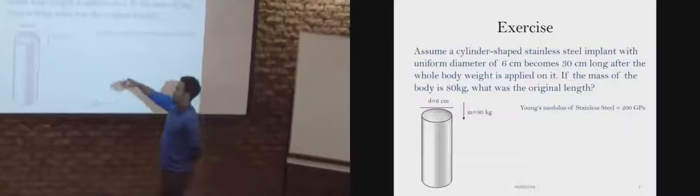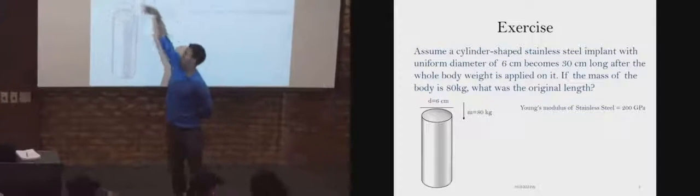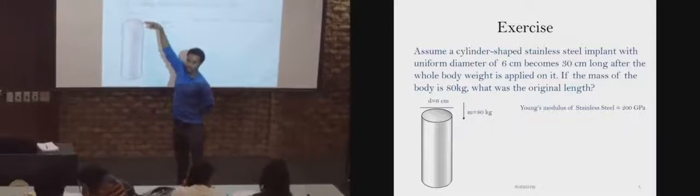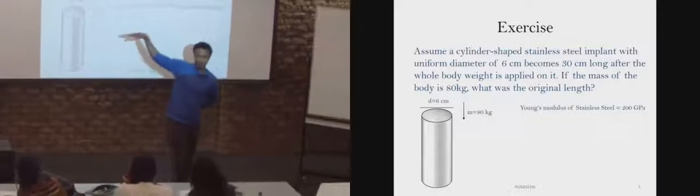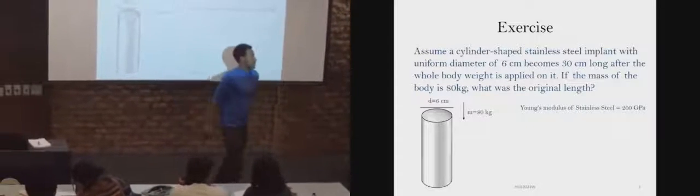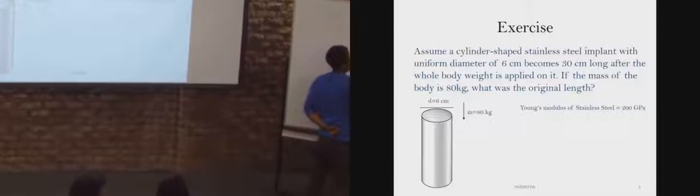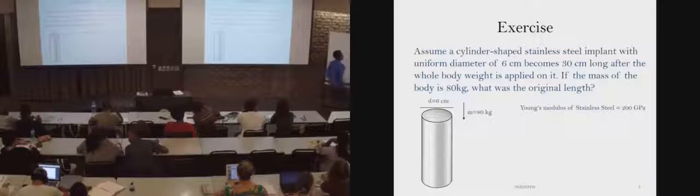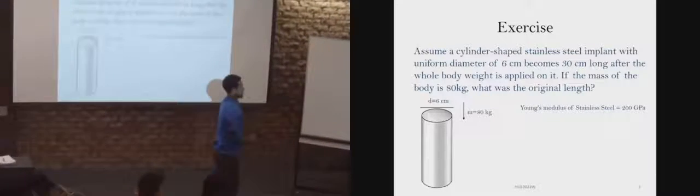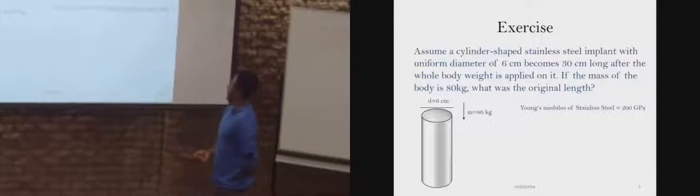So the weight of the body is applied on this stainless steel material. So the force will be the weight, and the kind of loading will be compressive, right? Because the whole weight is applied on this material. So this is mass times gravity, 80 kg times 9.8 meter per second square, and the unit will be in newtons because it's force.